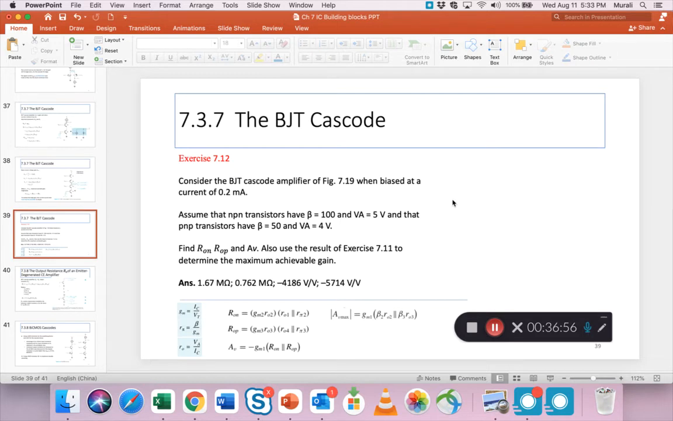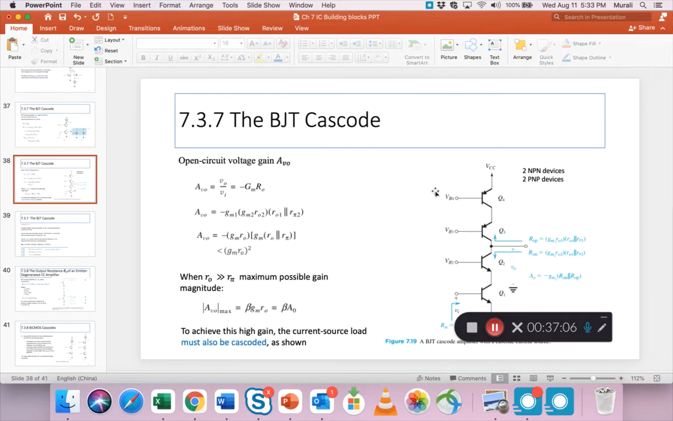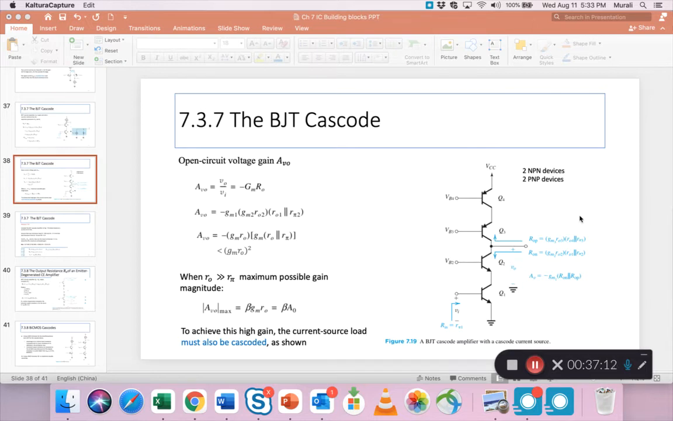All right, so what is 7.12 asking us? Consider the BJT cascode amplifier of figure 7.19. So where is 7.19? This is 7.19. Now we have finally come to BJT cascodes, right? And this is a full cascode, meaning 2 NPNs, 2 PNPs. The current source load has its own cascode, and the gain cell, the common emitter, has its own cascode consisting of a common base amplifier, because this is a common base amplifier, while this is a common emitter amplifier.